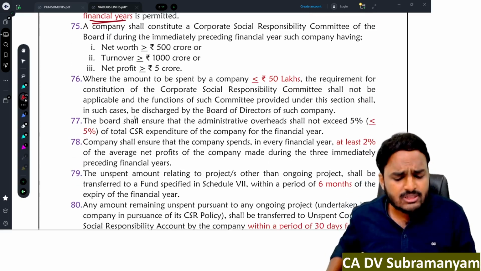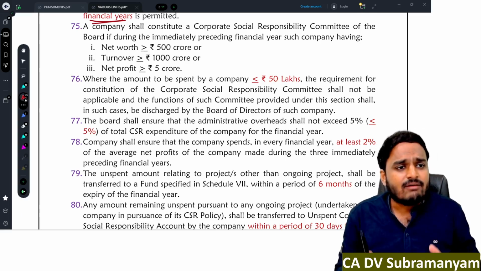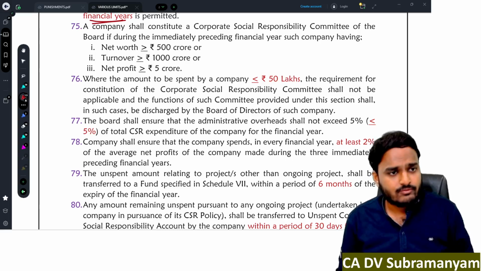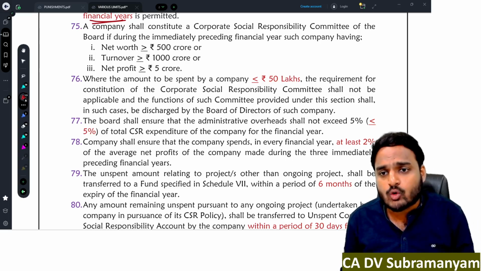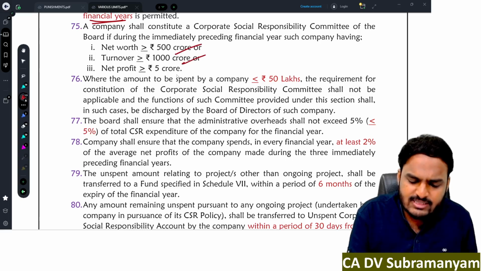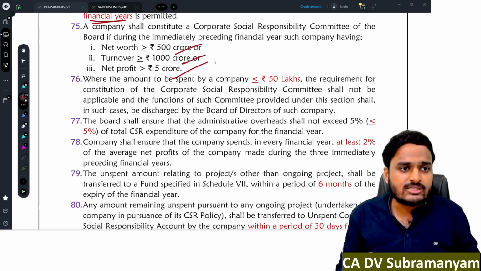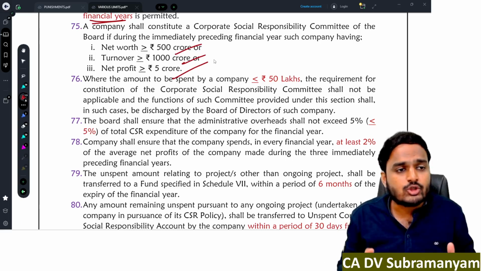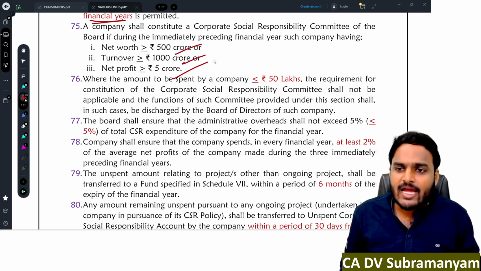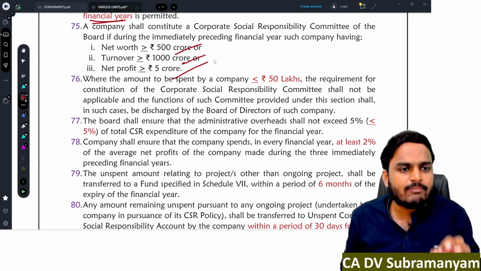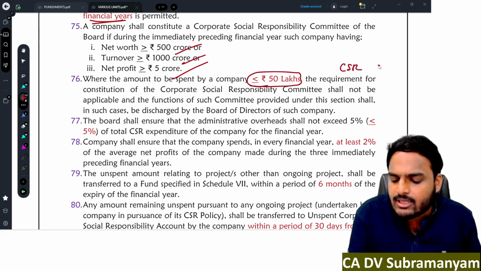Applicability of CSR. CSR is applicable to all the companies which is having a net worth of 500 crores or more, which is having a turnover of 1000 crores or more, which is having a net profit of 5 crores or more. Any one condition satisfied, then it is required to have CSR committee. First, it is required to constitute a CSR committee, then it should comply the provisions of section 135. Of course, if the amount of CSR to be spent by the company is less than or equal to 50 lakhs, then CSR committee is not required.